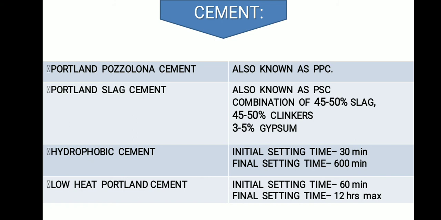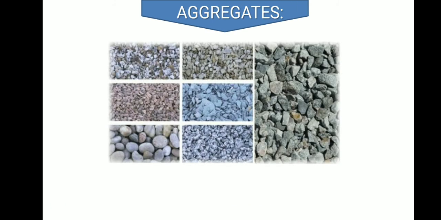It has the initial setting time as 30 minutes and final setting time as 600 minutes, approximately 10 hours. Moving on to low heat Portland cement, that has initial setting time as 60 minutes and final setting time as 12 hours maximum. Moving on to the next.